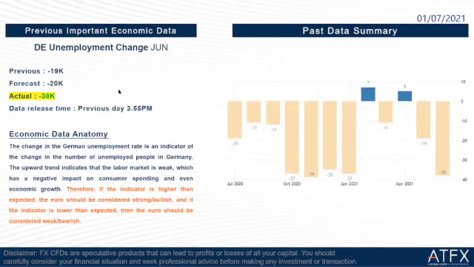The next one is DE, I mean Germany, unemployment change June. The previous is negative 19k. Forecast is negative 20k. The actual is negative 38k. Because the reading is higher than the forecast, sorry, it's better than the forecast, the euro should be considered strong or bullish.